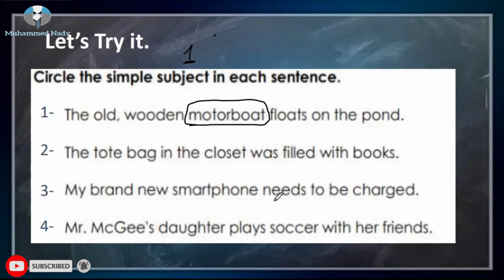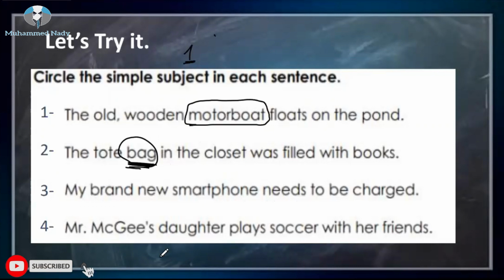Now, what's the simple subject in this sentence? Ask yourself, what is this sentence talking about? Very good. The simple subject here is bag. We're talking about the bag which is in the closet. So we're talking about the bag, not the closet. Very good.